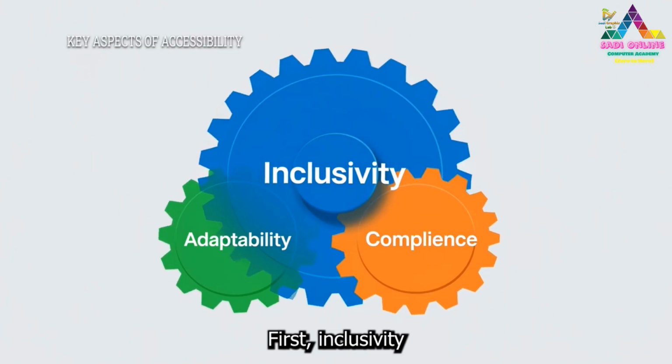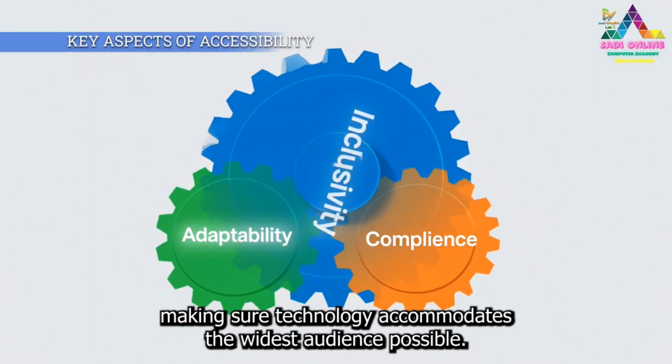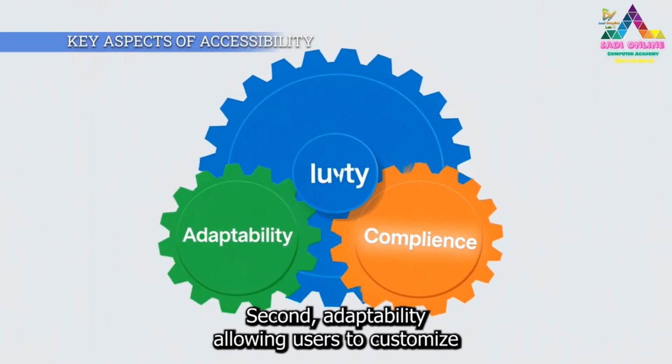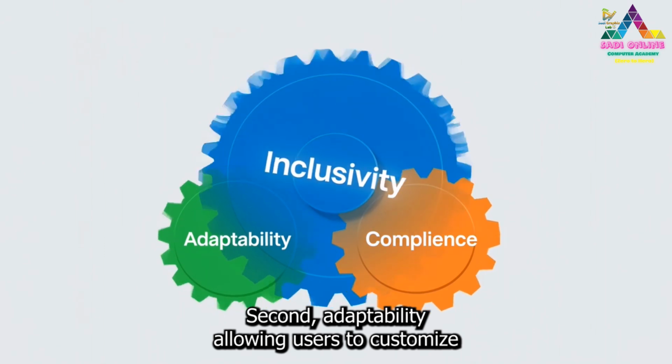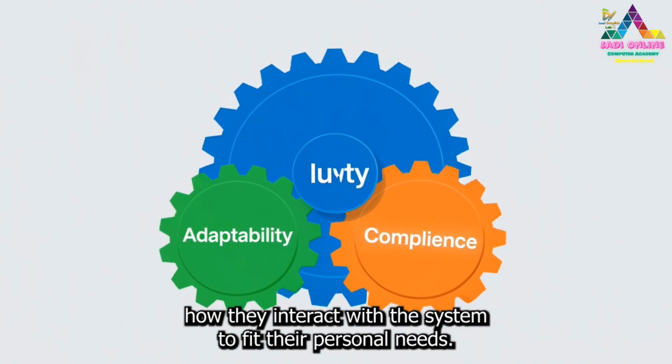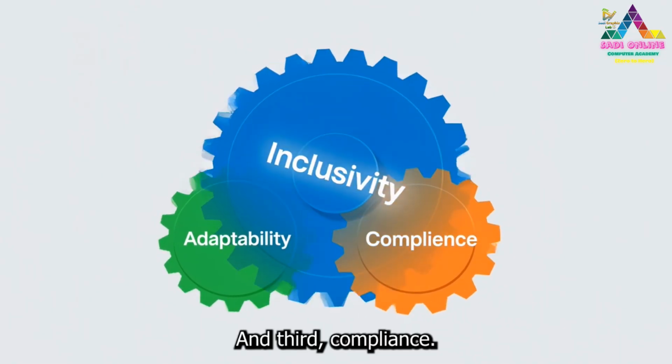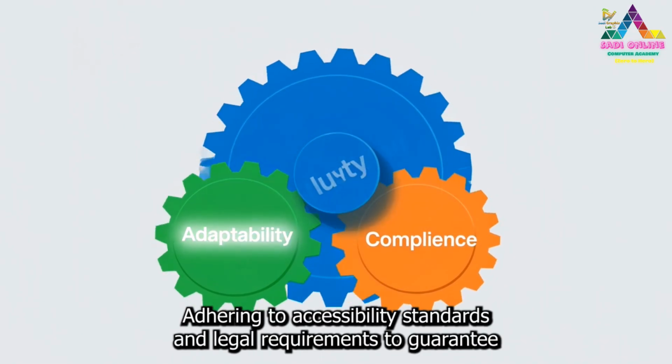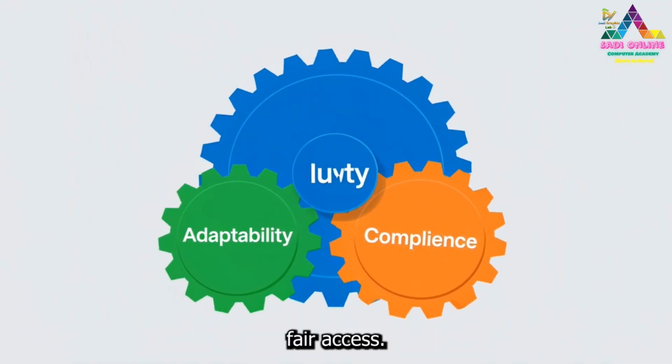To build an accessible system, we must focus on three core objectives. First, inclusivity, making sure technology accommodates the widest audience possible. Second, adaptability, allowing users to customize how they interact with the system to fit their personal needs. And third, compliance, adhering to accessibility standards and legal requirements to guarantee fair access.